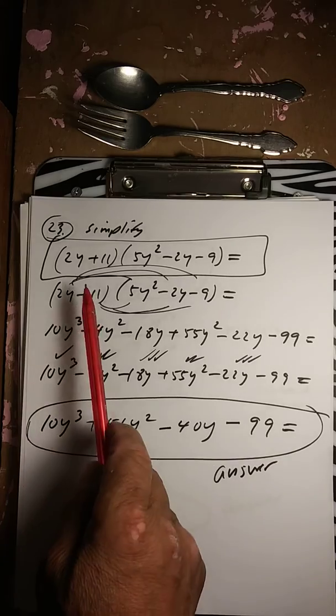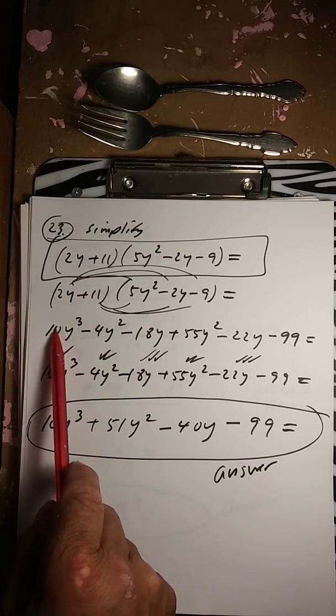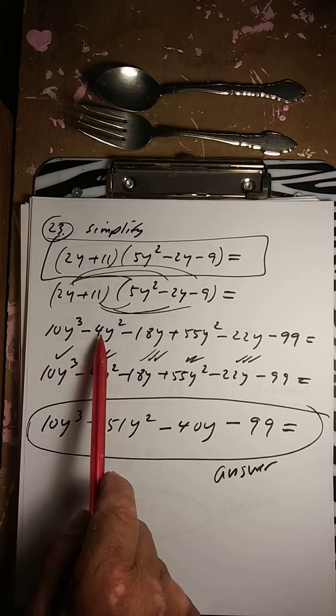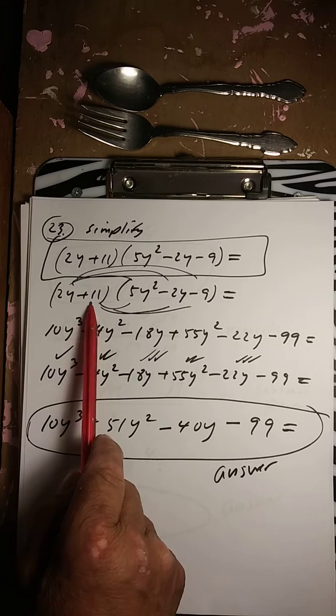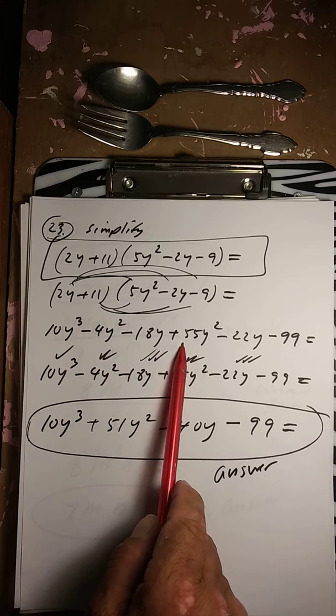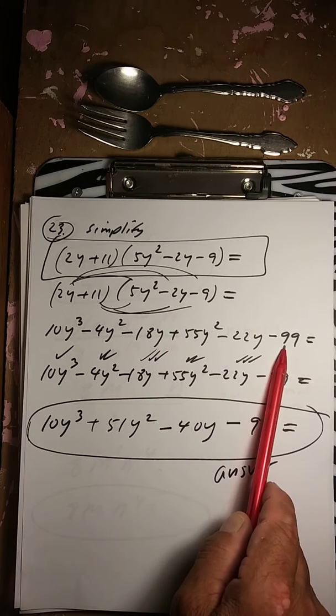This one. We're going to multiply the first times the first. So that times that's going to be 10y cubed. That times that's going to be negative 4y squared. And that one times that one is negative 18y. Now 11. 11 times this one is 55y squared. 11 times that one is negative 22y. 11 times negative 9, negative 99.